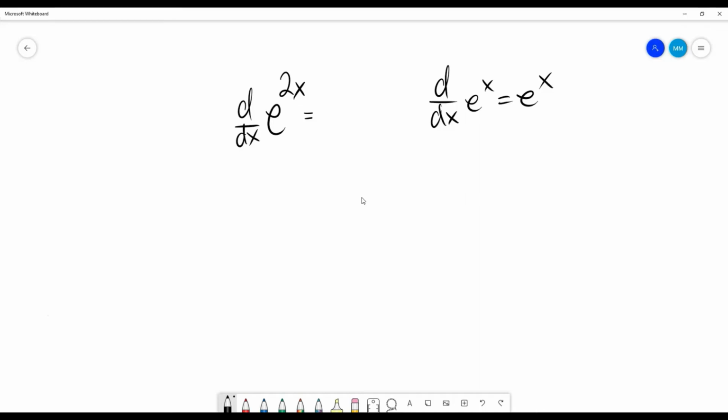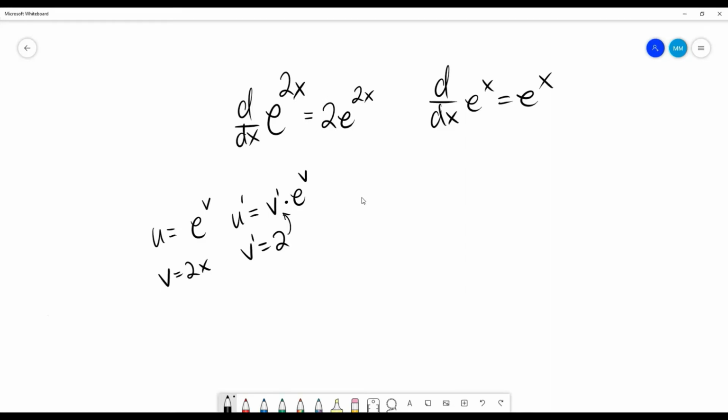So I've got my outside as e to the v, right? So my derivative there is going to be my inside's derivative times the derivative of my outside, which in this case is just itself. My inside being that 2x, its derivative being 2. So its derivative would actually be 2 e to the 2x because of how our chain rule works.